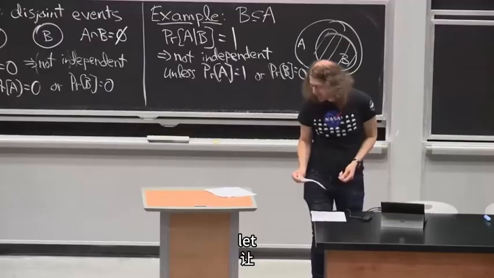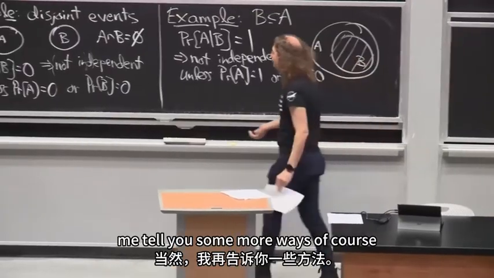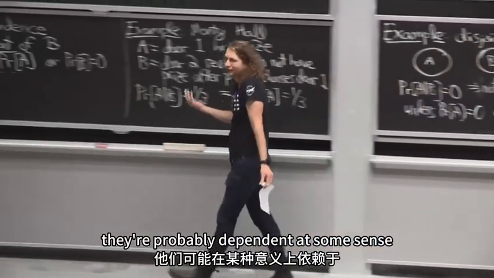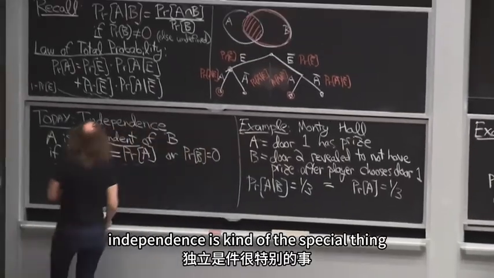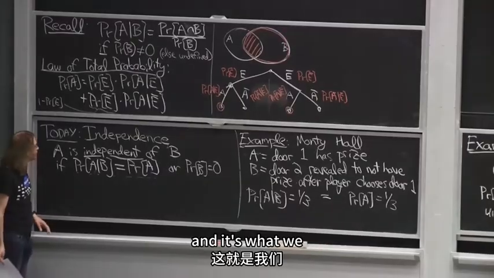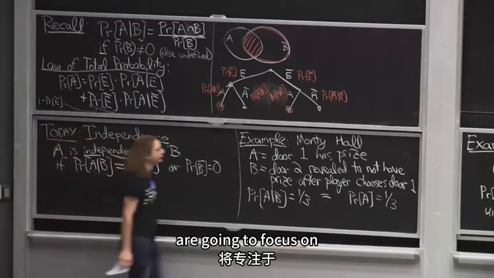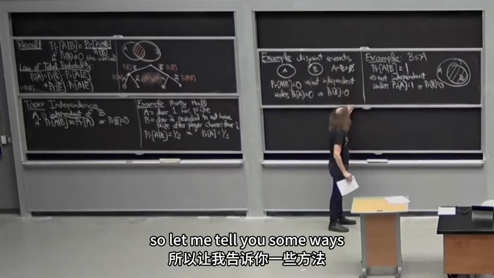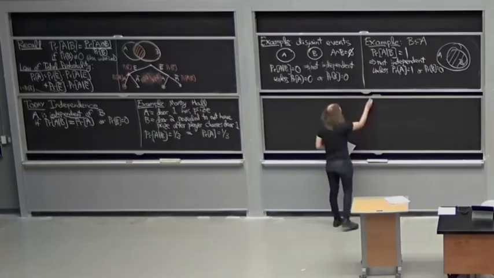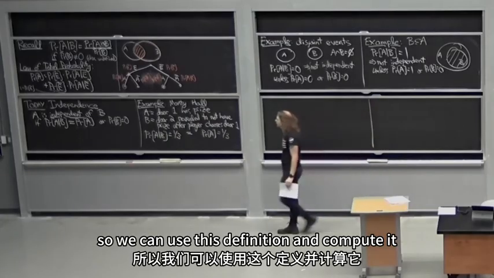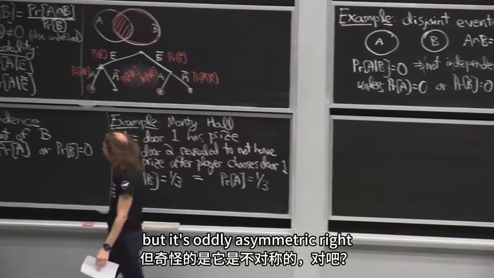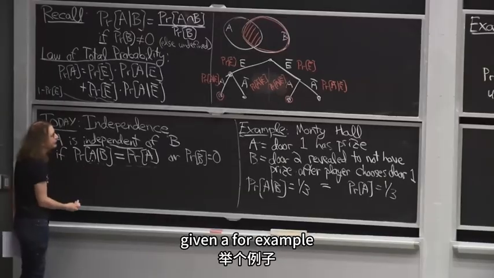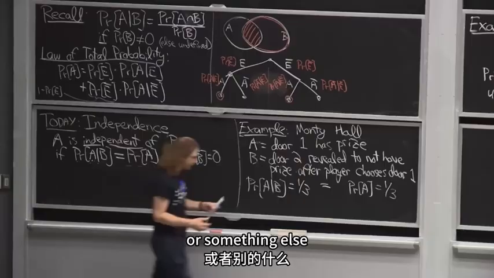All right. Let me tell you some more ways. Of course, you take two events, they're probably dependent in some sense. Independence is kind of the special thing. And what we are going to focus on is detecting when an event is independent. So let me tell you some other ways to compute it. We can use this definition and compute it. But it's oddly asymmetric, right? We talked about the probability of A given B. What if it's easier to compute the probability of B given A, for example, or something else?